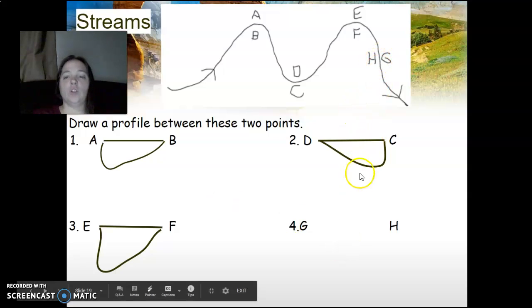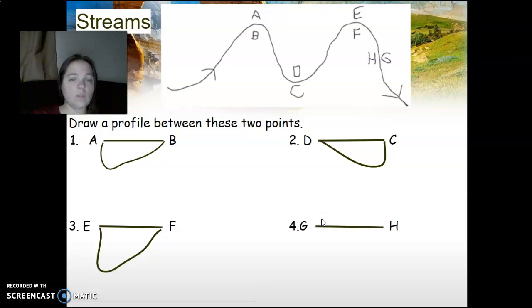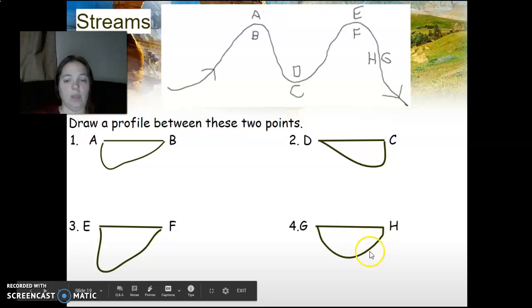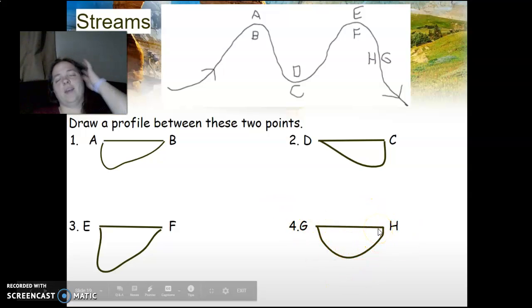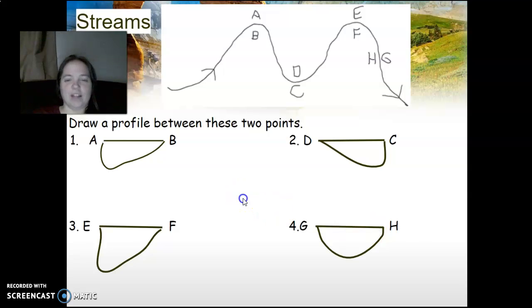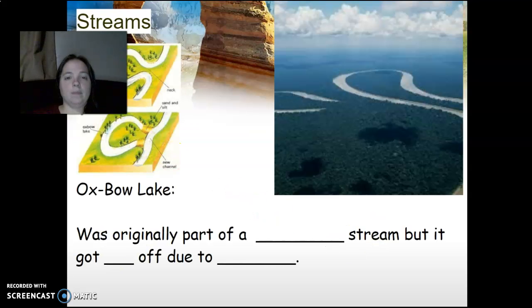All right, so G to H. And remember, it's straight. So if it's straight, no one side is going to be deeper. So it's going to look pretty much the same on each side. I forgot the terminology.